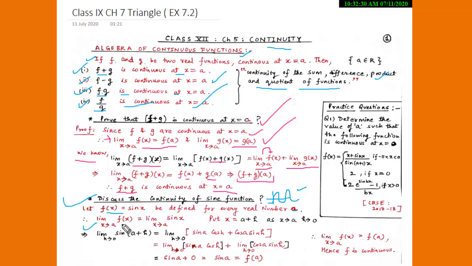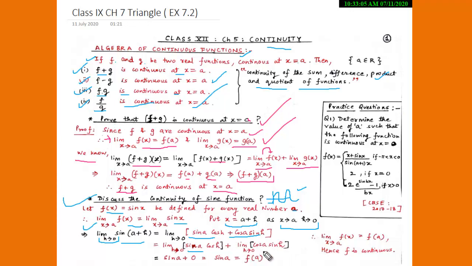So from here we can write limit x tends to a, f(x) equals limit x tends to a, and in place of f(x) we write sine x. Here in place of x we put a plus h. As x tends to a, h approaches 0. So from here, students, limit h tends to 0, sine, and in place of x we write a plus h. We know that sine(a plus b) equals sine a cos b plus cos a sine b. So using it we get sine a cos h plus cos a sine h.